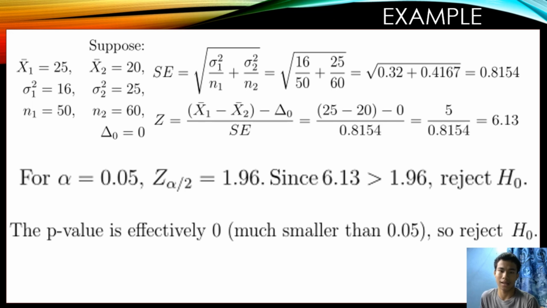Now our z is equal to x bar sub 1 minus x bar sub 2 minus delta 0, all over the SE, or the standard error, which is 25 minus 20 all over 0.8154, or 5 over 0.8154, which is equal to 6.13. For alpha equal to 0.05, z sub alpha over 2 is equal to 1.96. Since 6.13 is greater than 1.96, reject the null hypothesis. The p-value is effectively 0, much smaller than 0.05, so reject the null hypothesis.